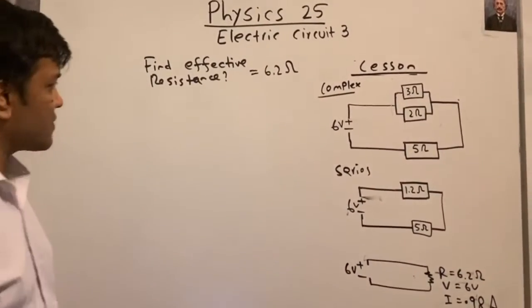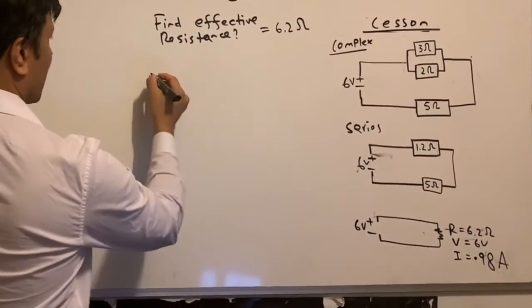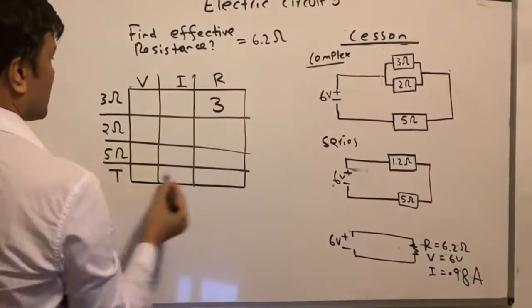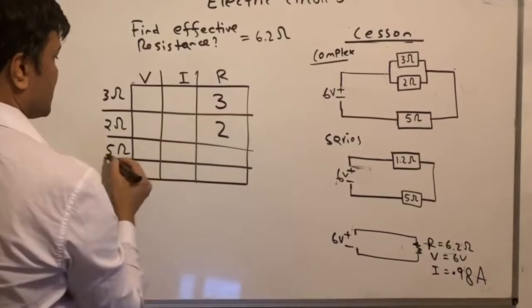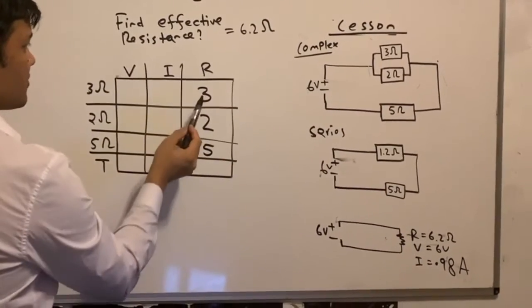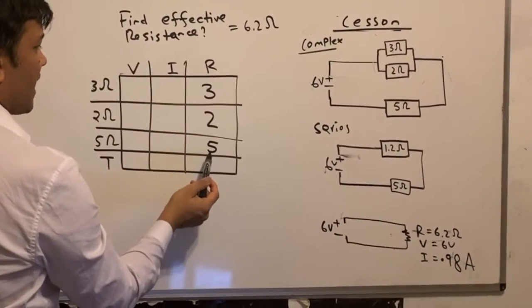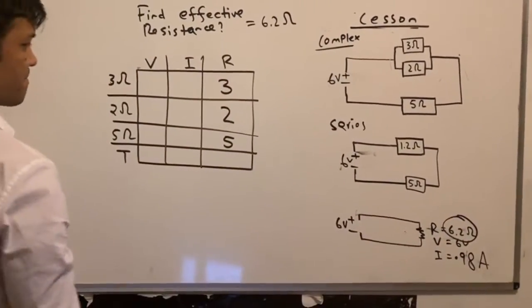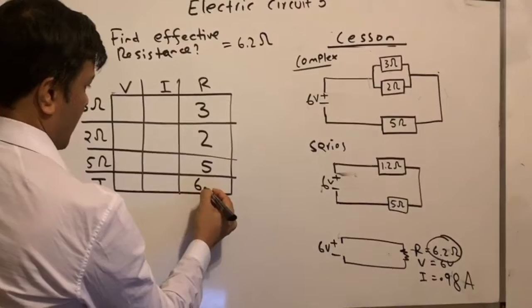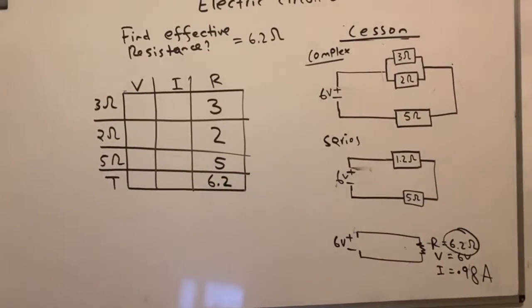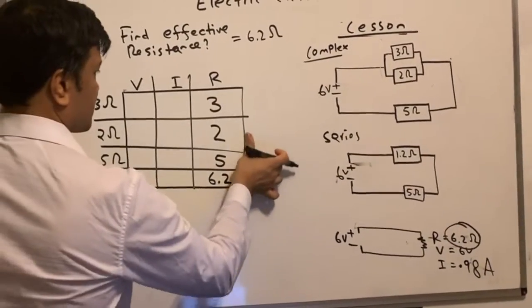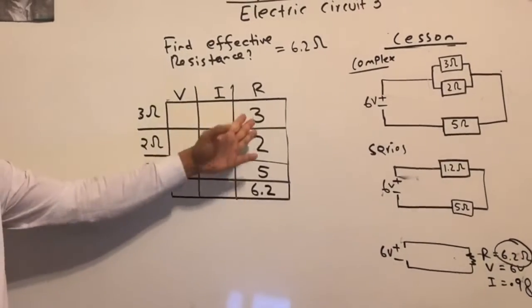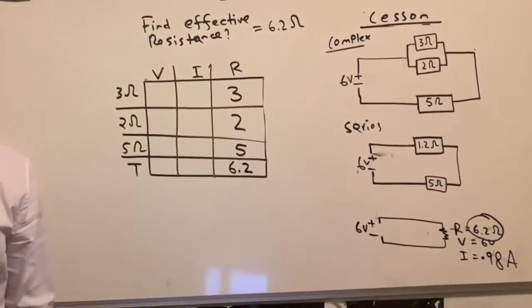In order to find the voltage drops, you're going to create a table. Does that make sense? Yes. This is 2 ohms, this is 5 ohms, and 3 plus 2 plus 5 would regularly be 10, but this time we're not using scalars, vectors, anything. Using electrical circuits, according to Ohm's law, it's 6.2.